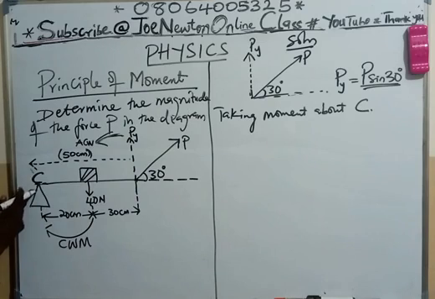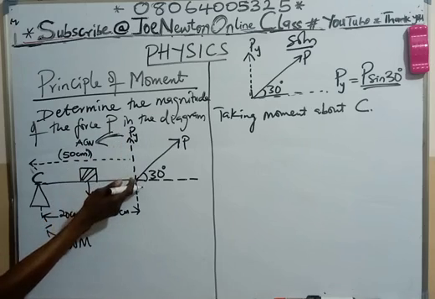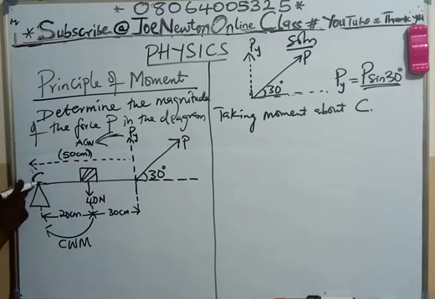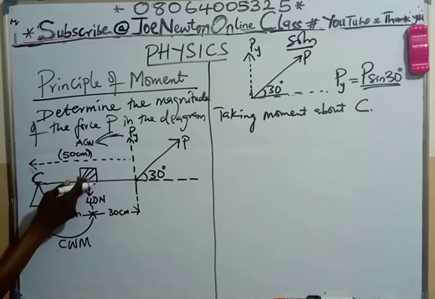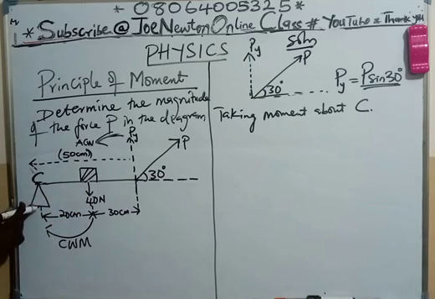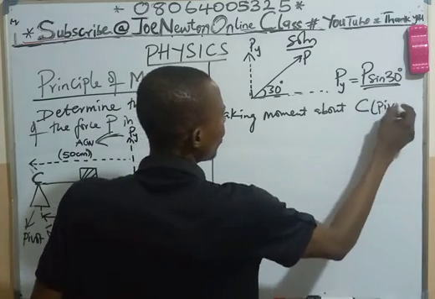Taking moment about C, we should know we are concerned with this force Py, which is perpendicular to this plane. Force Py times the distance from the pivot is equal to the force due to the weight of this 40 Newton times the distance from the pivot. So this is the pivot. That is it.